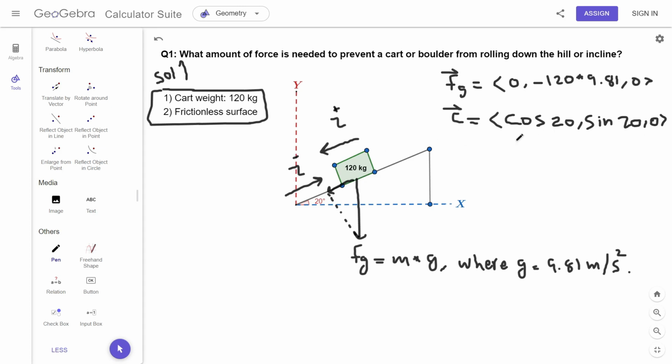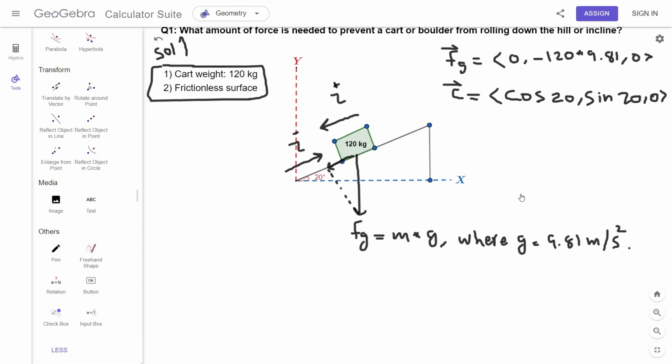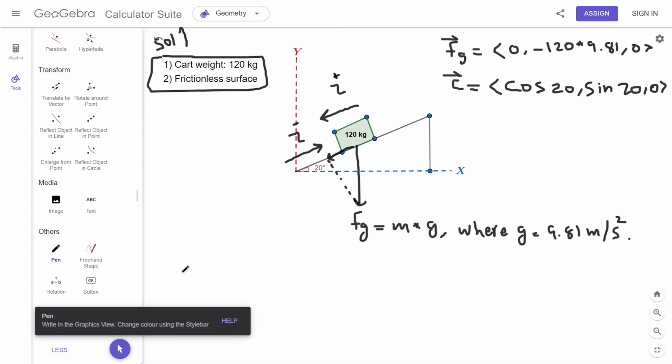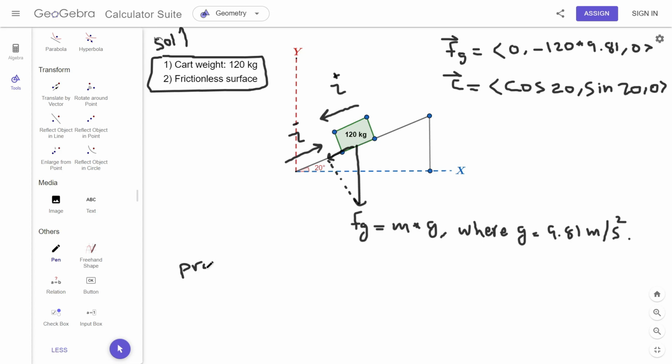Now that we have both vectors, we can straightforwardly apply the projection formula to project the gravitational force vector, Fg, onto the incline vector which we denoted as c. This will help us determine the component of the gravitational force along the incline, which is essential for calculating the force needed to stop the cart from rolling down the hill.